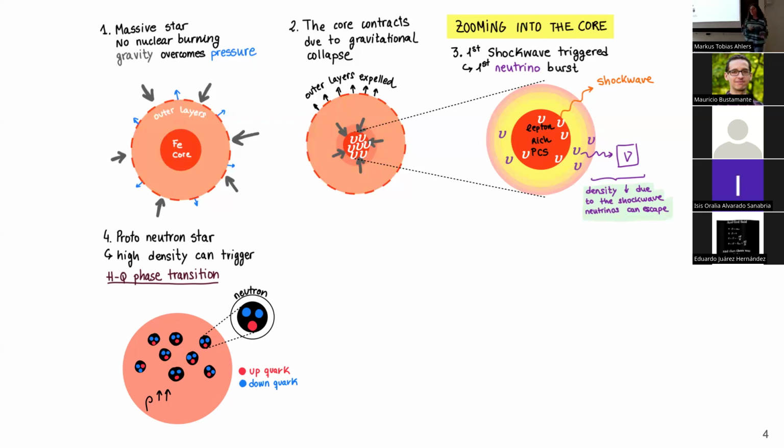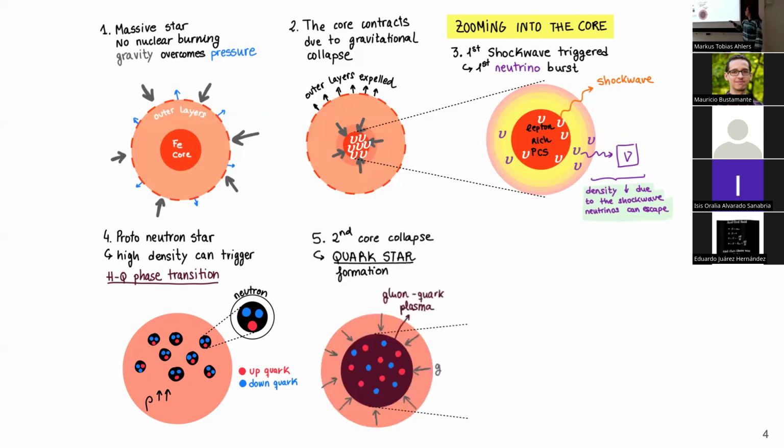Something called a hadron to quark phase transition can be triggered, which is basically the quarks that were forming each neutron get deconfined. So the barriers between neutrons disappear, and then they form what we call a gluon quark plasma. So here we are seeing the formation of the quark star.